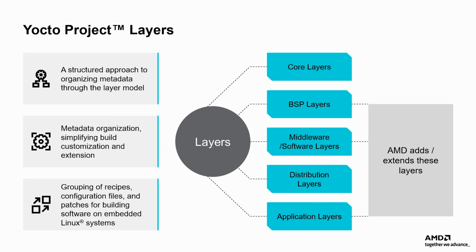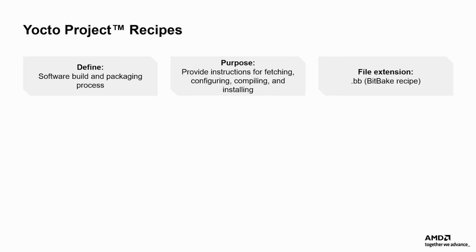These layers help structure and modularize Yocto project-based development, ensuring flexibility and maintainability. In the Yocto project, recipes are essential files that define how a particular piece of software is built and packaged. These recipes provide detailed instructions for fetching, configuring, compiling, and installing software, ensuring a streamlined and consistent build process.